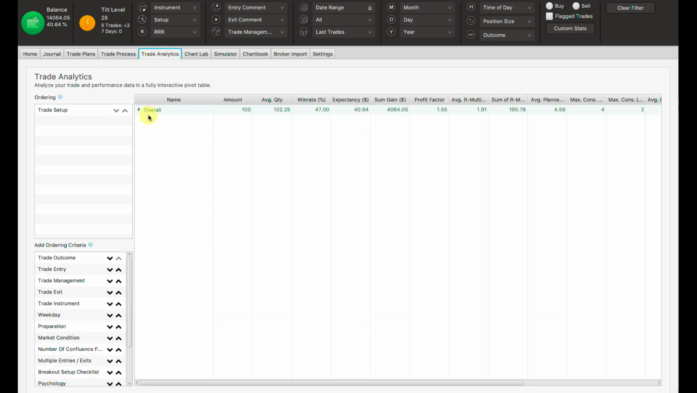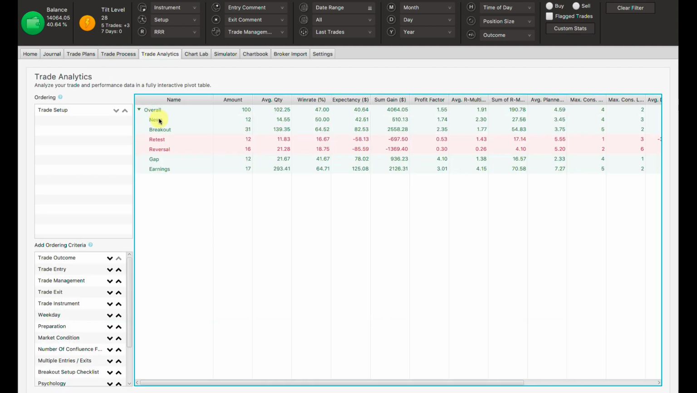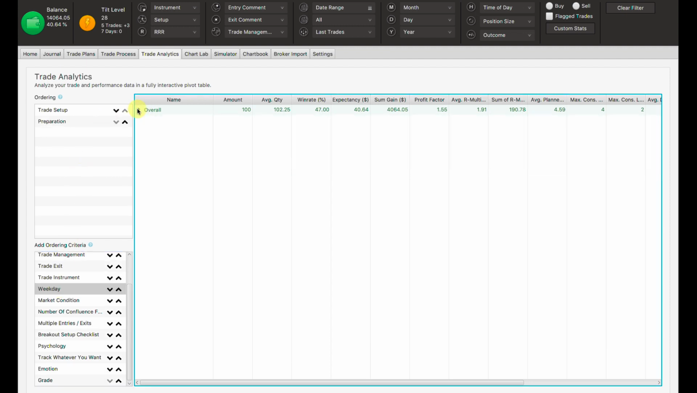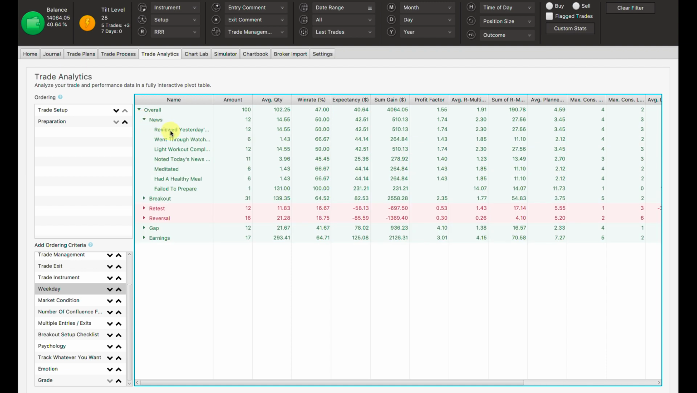Let's take a look at trade analytics, for example. These are setups: news, breakout, retest. You can go as deep as you want into your performance, for example, and break down setups by hundreds of criteria, which you can all customize, as I said.